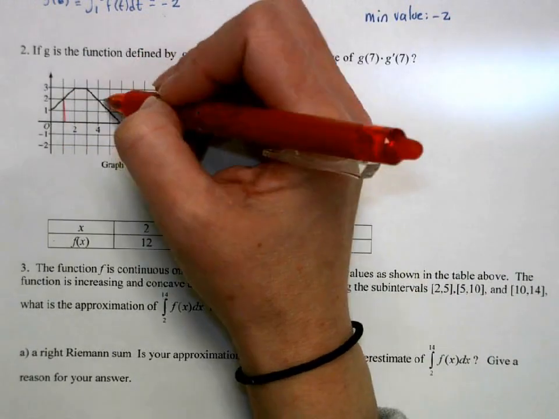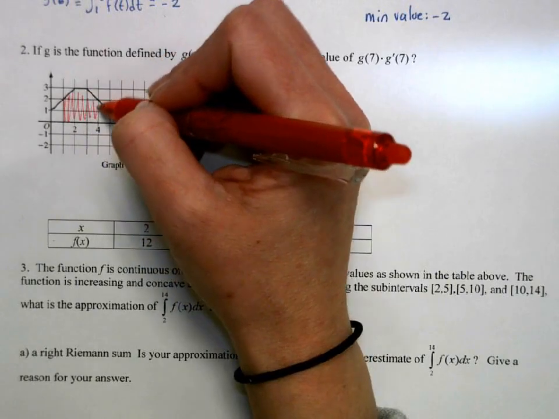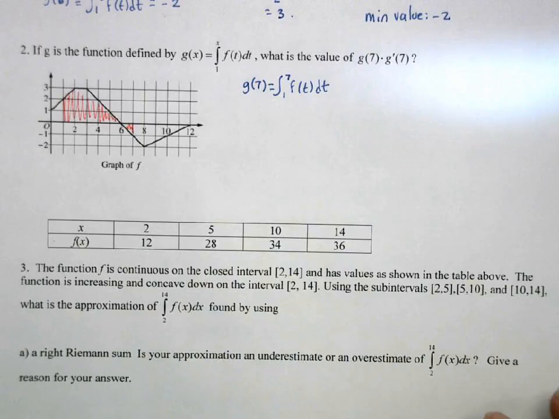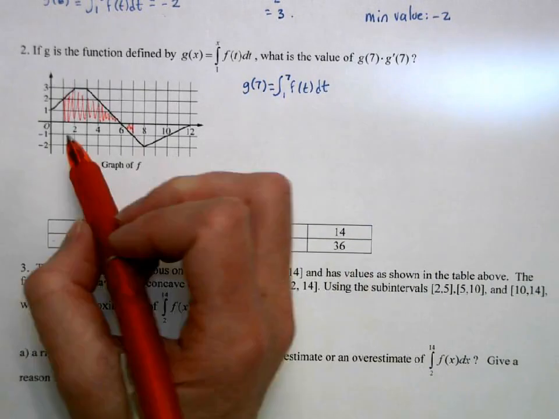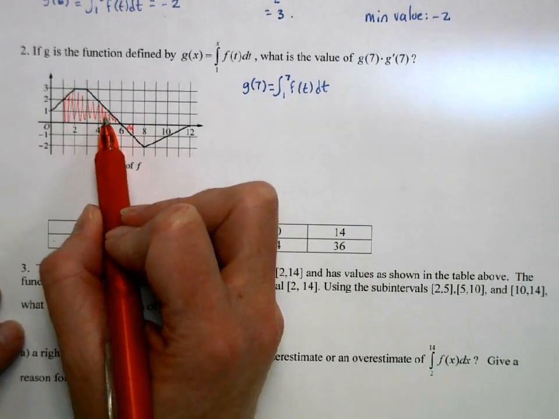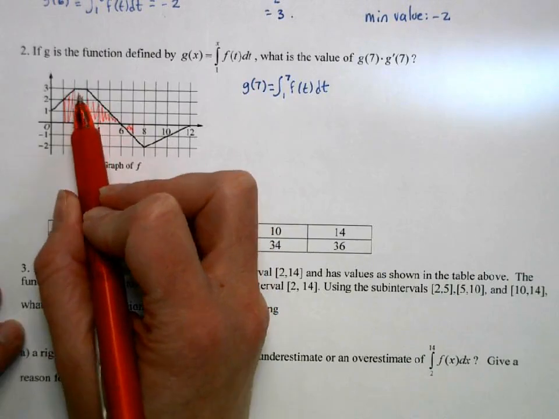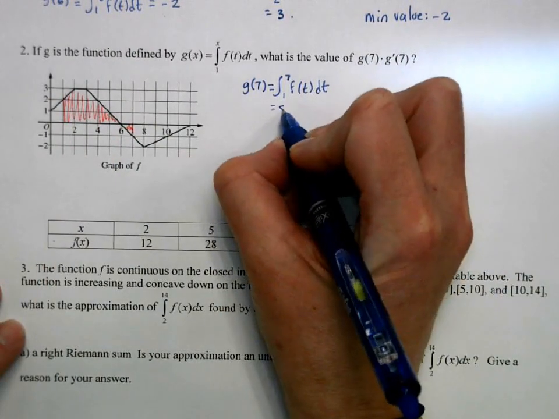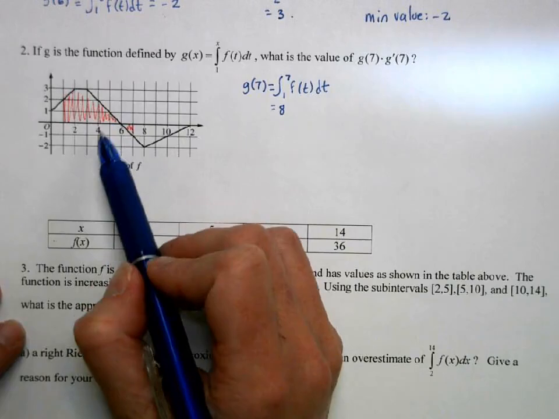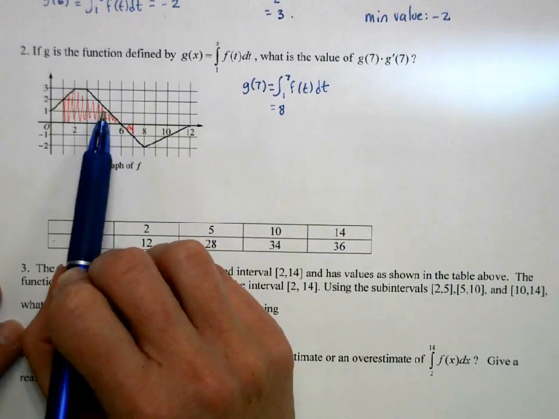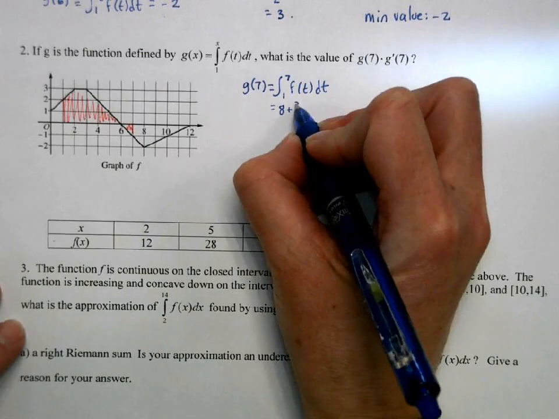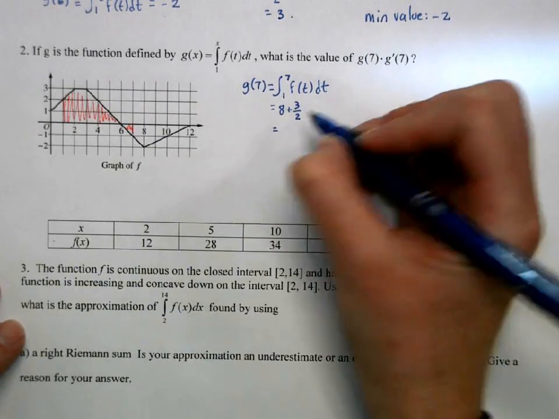Okay. So for this one, I'm literally just going to count boxes. So I've got 1, 2, 3, 4, 5, 6, 7, 8 whole boxes. And then I've got 1, 2, 3 half boxes, and then these two are going to cancel out. Okay, so if I get a common denominator here, that's 16 halves plus 3 halves is 19 halves.